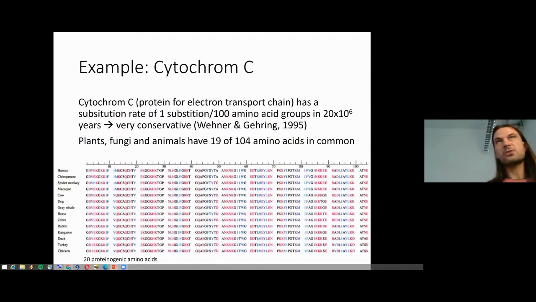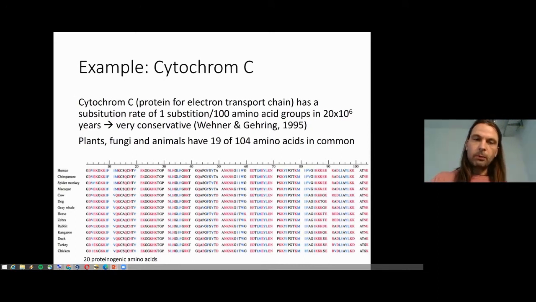This is shown in this example. This is the protein cytochrome C. And this protein has a substitution rate of 1 substitution in 100 amino acids over 20 million years. So you see, it's very slow.